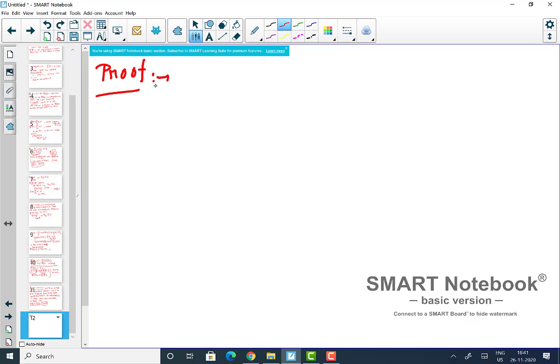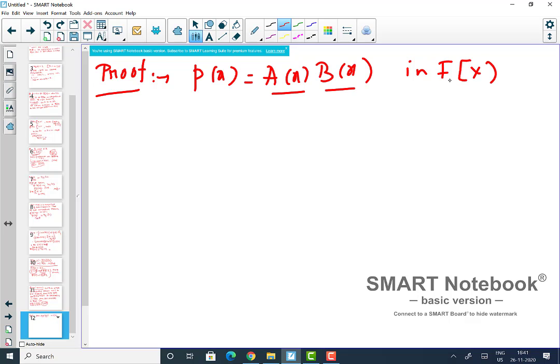So you need to understand this line by line. What is given? It is given that p(x) equals the sum of a(x) into b(x) in F[x]. What does that mean? That means the polynomials a(x) and b(x) are elements of F[x]. So a(x) is a polynomial in F[x], so you can write it down.